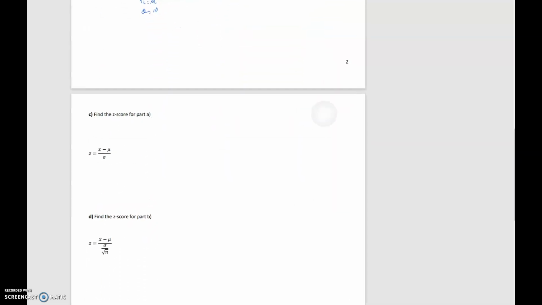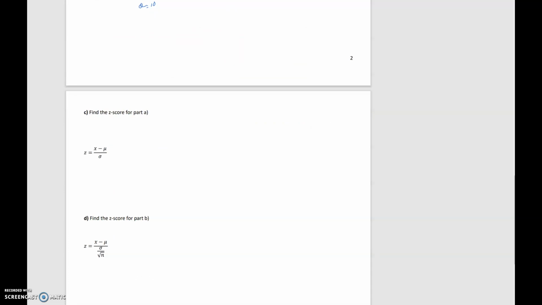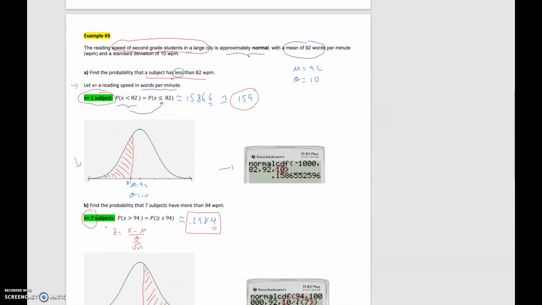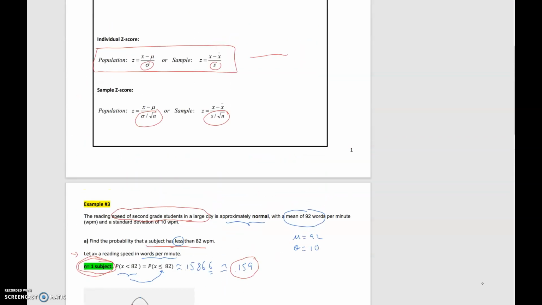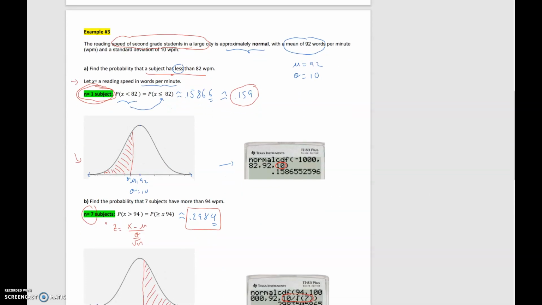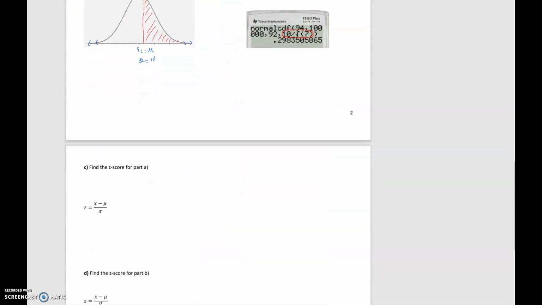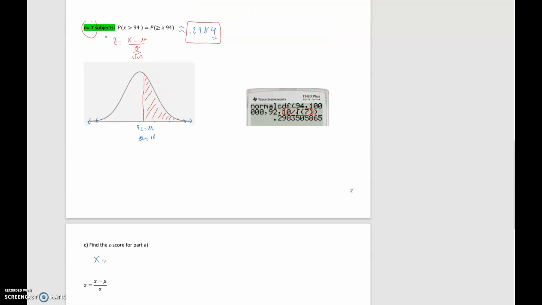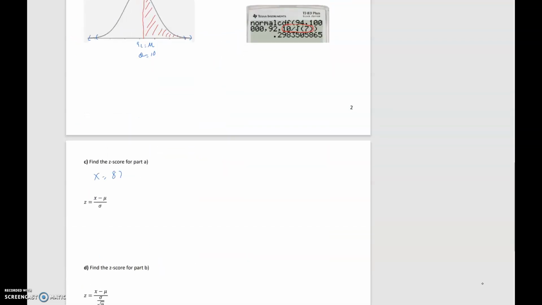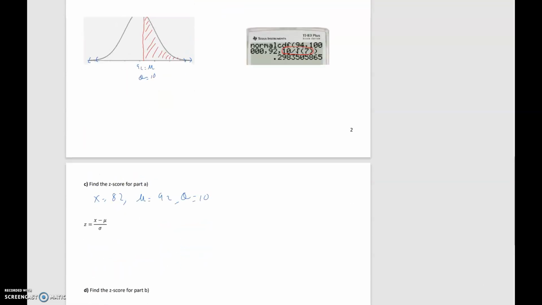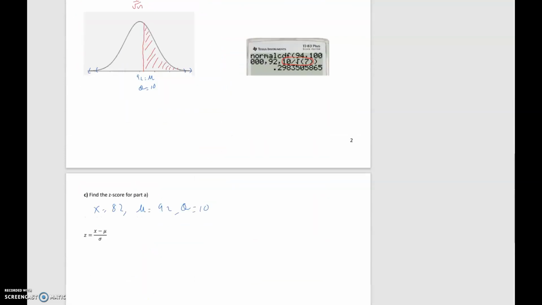Now, in the next portion, which is problem C, they want the z-score for part A. And part A is for a single subject. So for a single subject, you're just looking at this formula for the z-score. For this one, we're just going to be evaluating the following. Your X represents the value that we were plugging in, in this case 82. So that will be 82. The values of mu were 92 and sigma is equal to 10. These are the values from the population, and let me double check, it's 82.